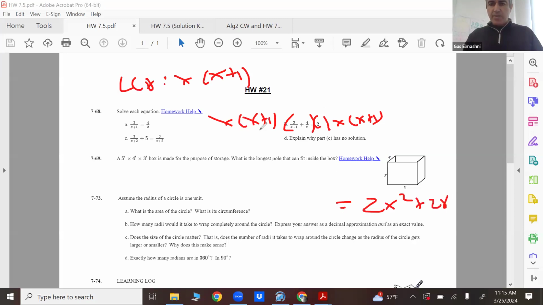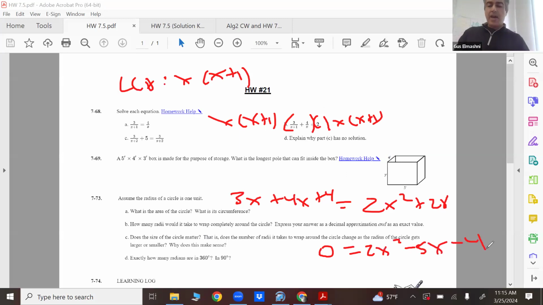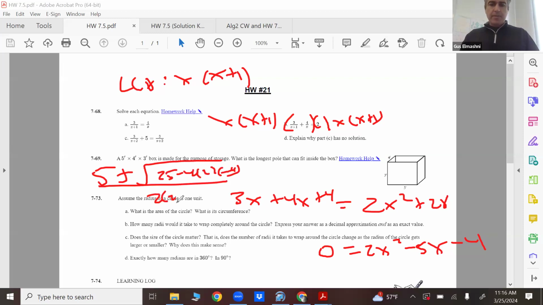So what happens, you get 2x squared plus 2x on the right side. On the left side, multiply each fraction through, and you get 3x plus 4x plus 4. Bring everything over to one side. That's going to make things a little bit dicey because it's not factorable, unfortunately, so you have to use the quadratic formula. You have 5 plus or minus root of 25 minus 4 times 2 times -4, all over 2a. You should get root 57 inside the radical, and 5 plus or minus root 57 over 4.